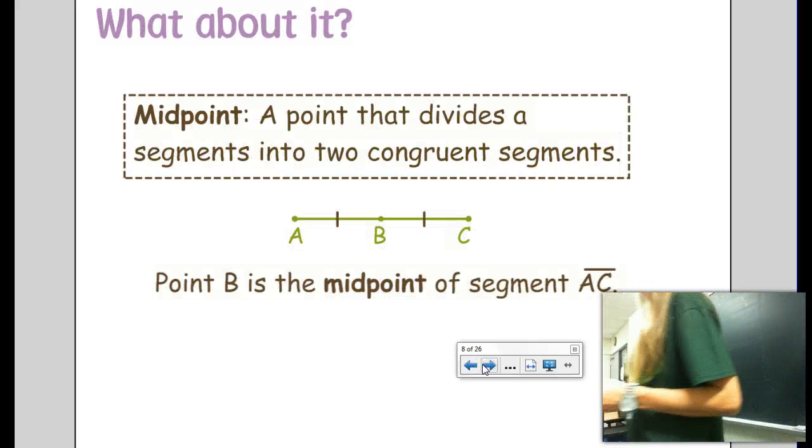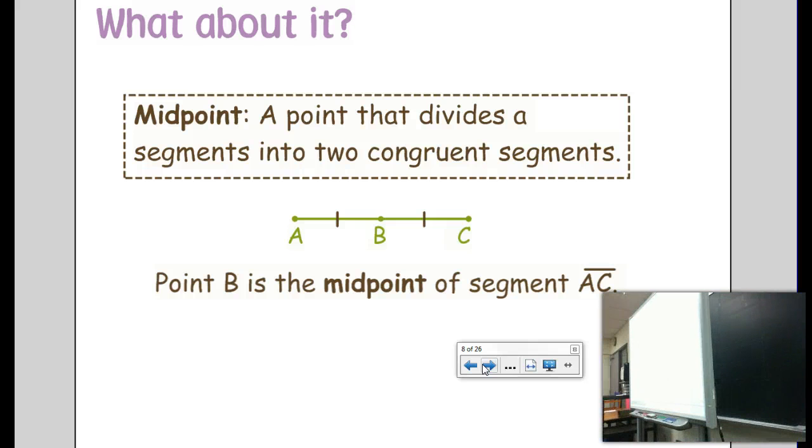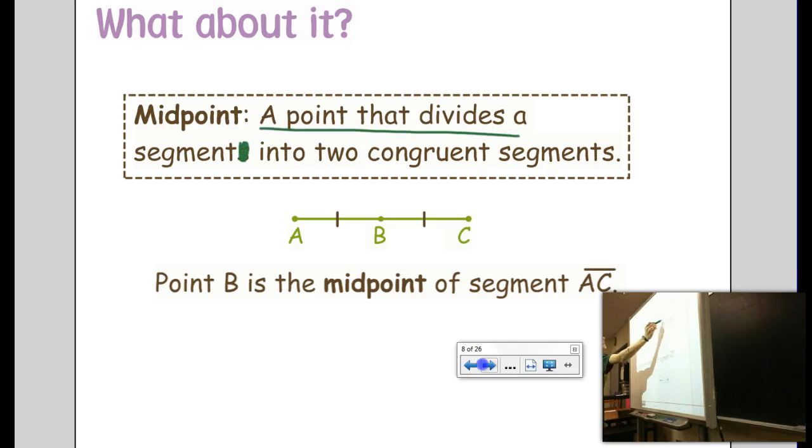What is a midpoint? Are you looking at your notes? There you go, midpoint, write it in. It's a point that divides a segment into 2 congruent segments. Write it down. Point B is the midpoint of segment AC.